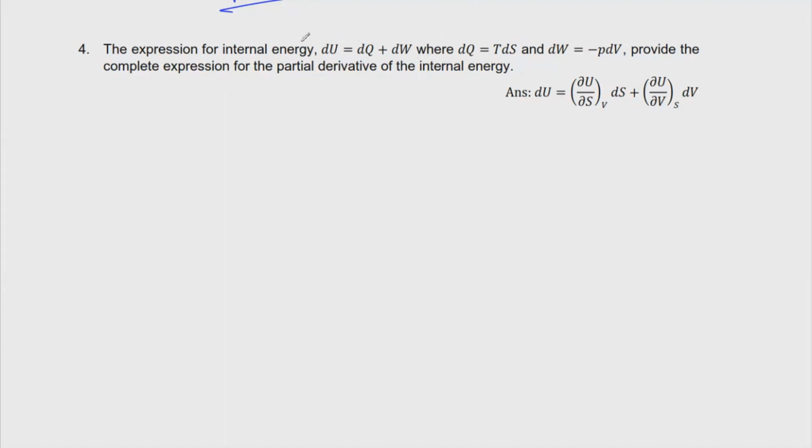So with this, we have this expression, and we need to provide the complete expression for the partial derivative of the internal energy. What we do here is we start with the original expression. We have dq plus dw, and then we substitute this with the expression. So we have dU equal to TdS minus PdV. And by the way, this is the general expression of our internal energy.